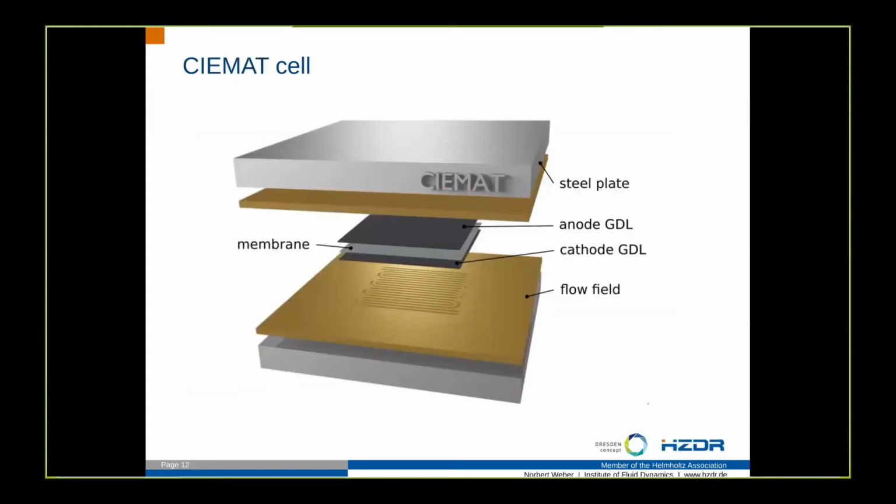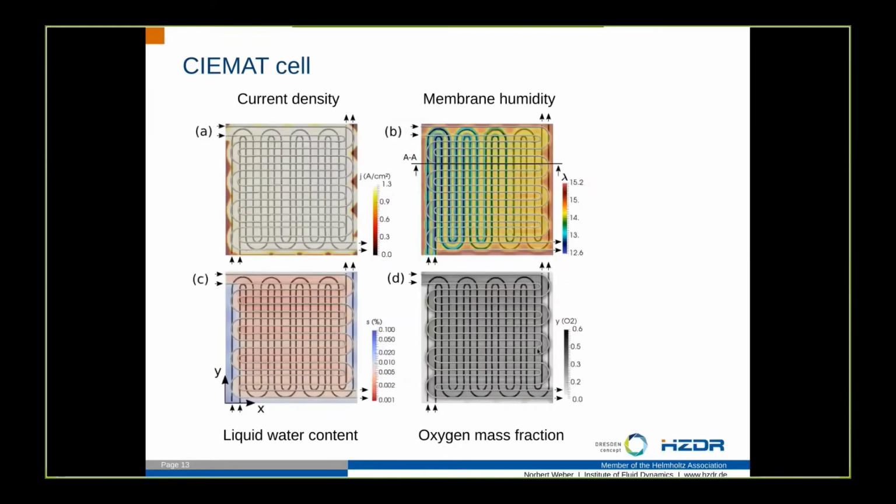With that, I would like to come to a second example. This cell here was operated at CIEMAT in Madrid and is quite similar, but here they used oxygen instead of air to operate the cell, and the fuel channels are a little bit different. As you can see on the bottom, they are bent on the sides. And here again, I would like to show you a few results.